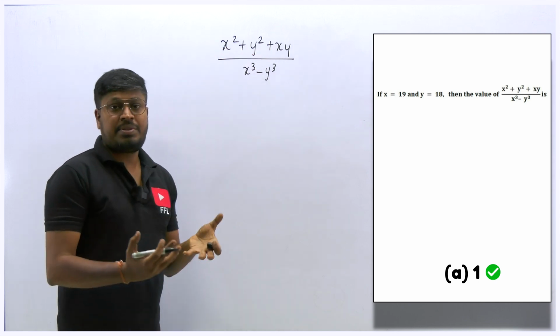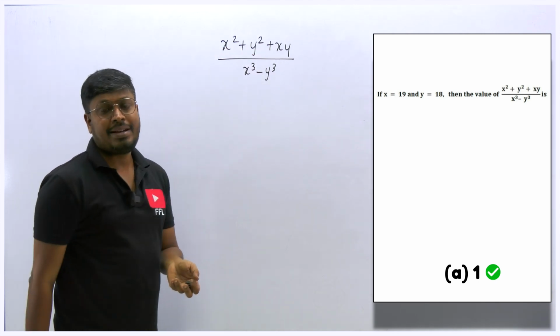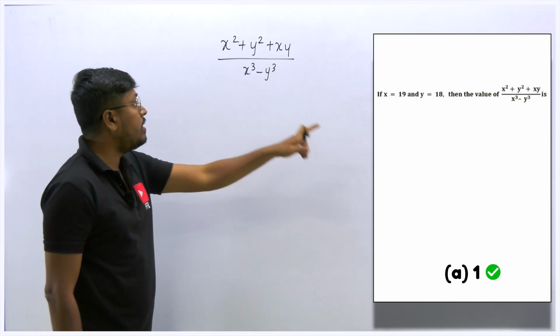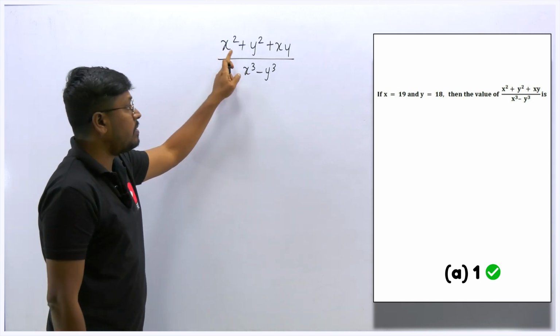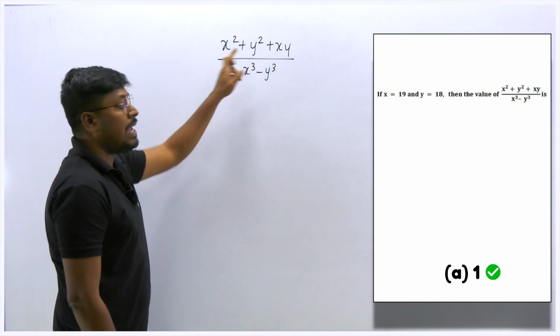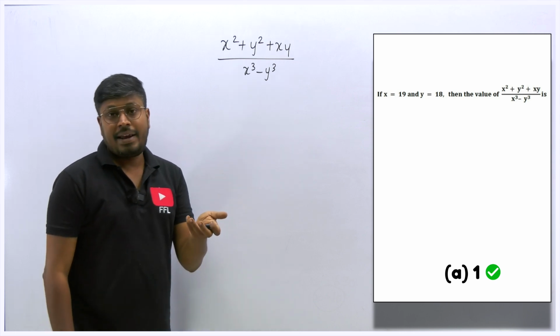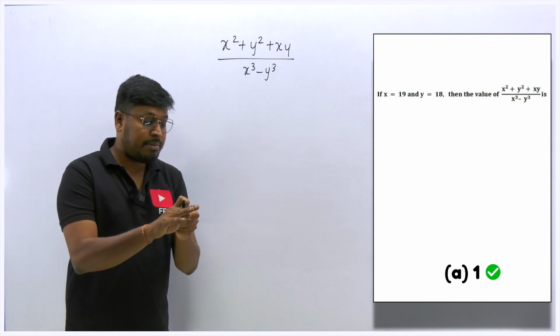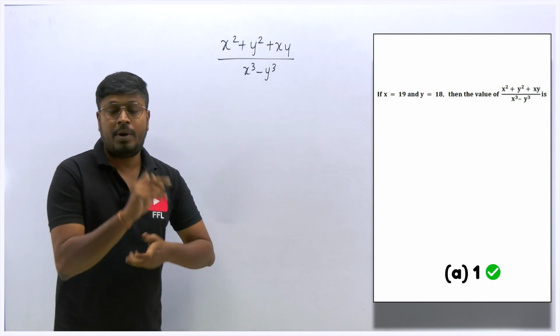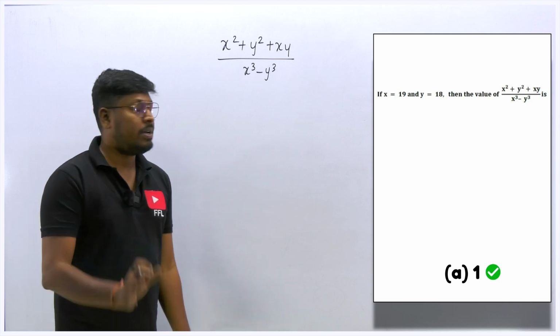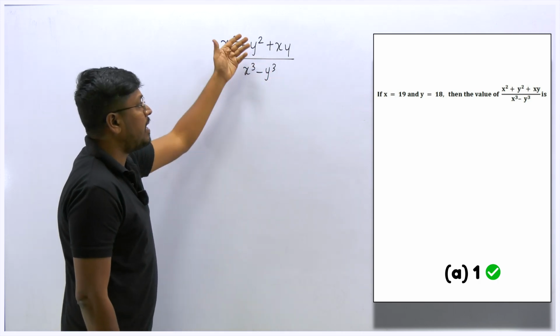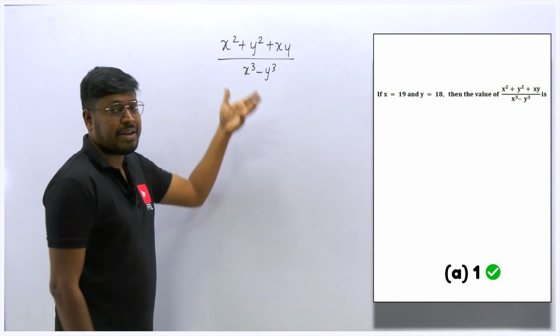If you can't simplify this, you can directly substitute the x and y values. What is the x value here? 19. Instead of x, substitute 19. Instead of y, substitute 18. If you are preparing for any competitive exams, you should remember the squares and cubes of the numbers 1 to 20. If you are strong in addition and multiplication, you can directly substitute and find the answer.